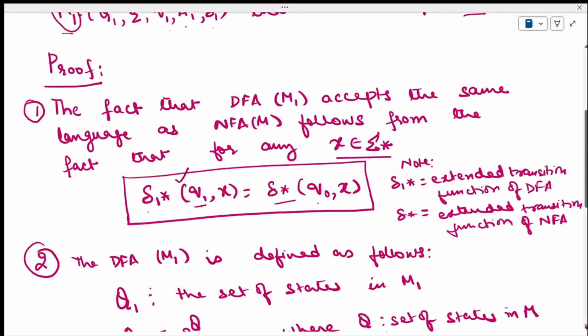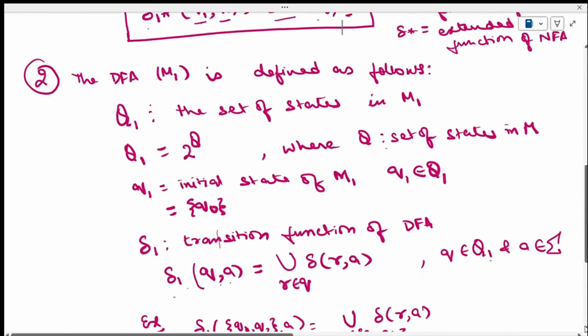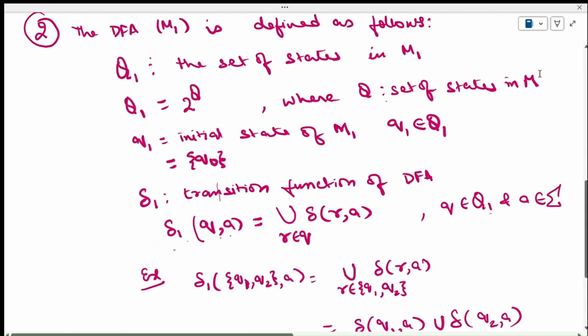I hope you all remember the concept of the extended transition function, which I have already discussed in the previous videos. So the two extended transition functions are the same: by reading the same string, they are giving the same output. That is the fact. We'll make use of this fact to prove the theorem. So there are some points we have to see.